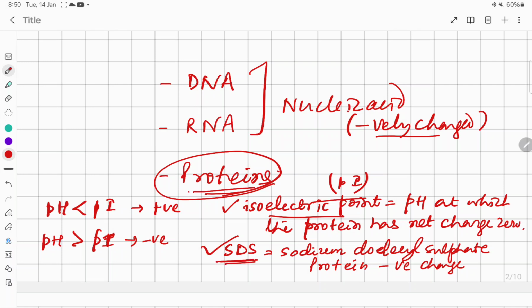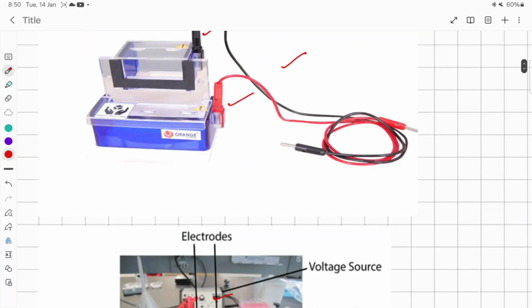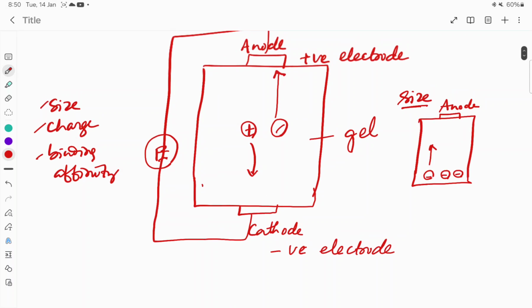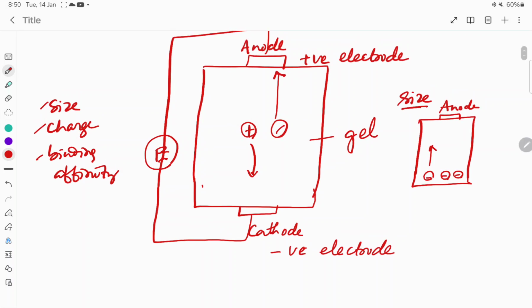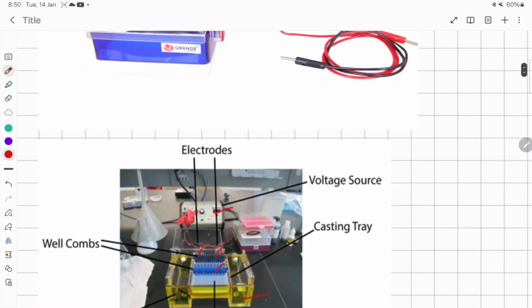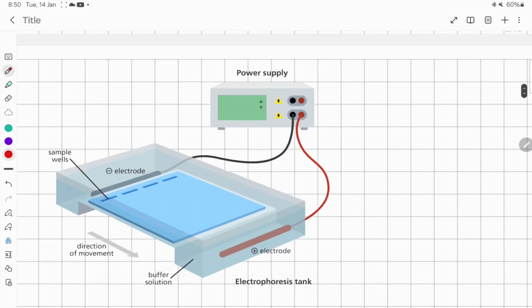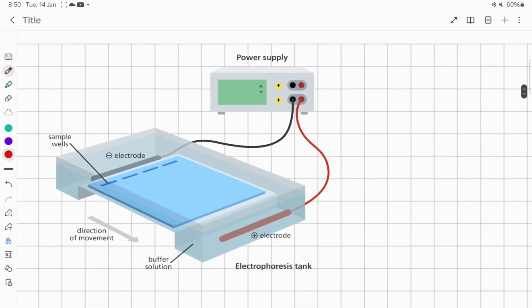Then we can use it in gel electrophoresis, and at one end we will keep them, and based on their size they will move towards the anode. This is the principle behind gel electrophoresis. You can see here these are the sample wells, and if you put the sample like DNA or protein there, then they will move towards the positive electrode or anode. So this is the direction of movement.